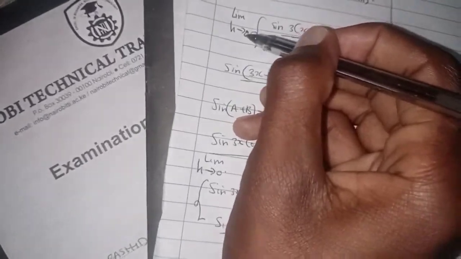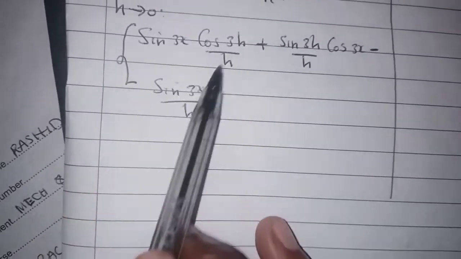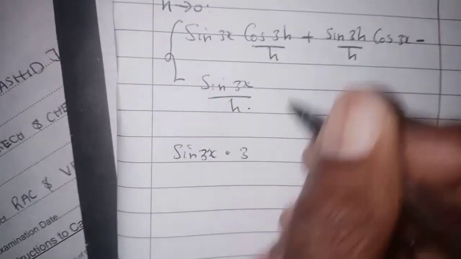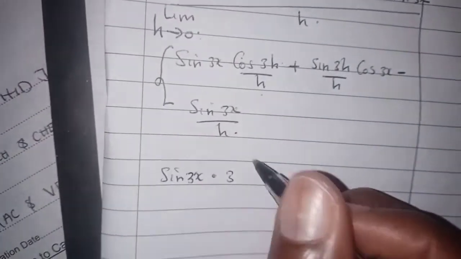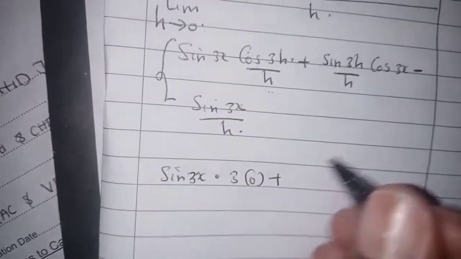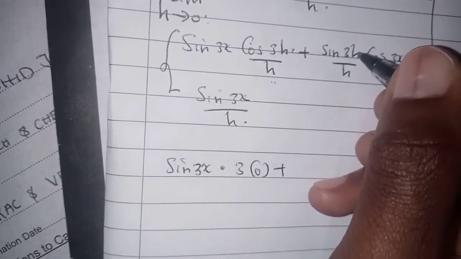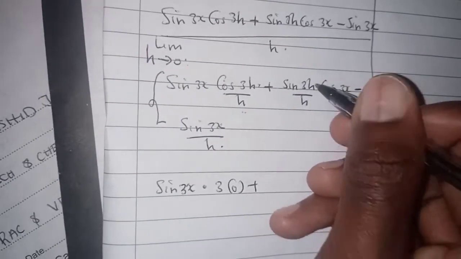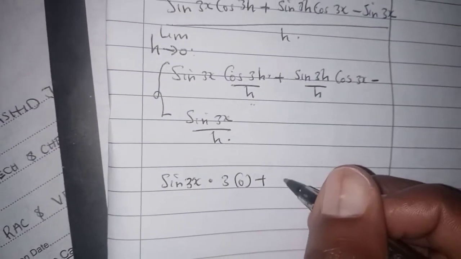It approaches 0 in our. So the limit of this function, when h approaches 0, is just like writing it as sine 3x multiplied by the limit of cos of h over h as h approaches 0, which is 0, plus the limit of sine of h over h, when h approaches 0, which equals 1.